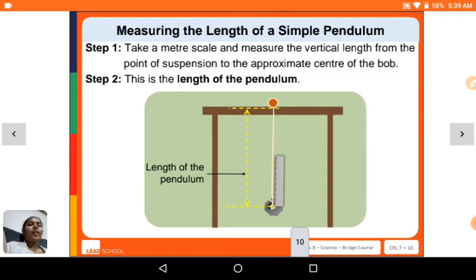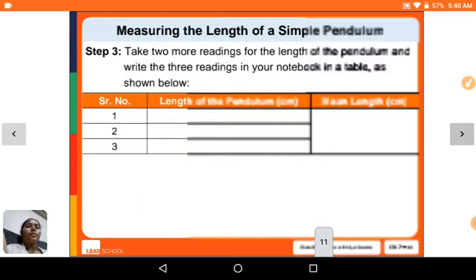Step 1, take a meter scale and measure the vertical length from the point of suspension to the approximate center of the bob. This is the length of the pendulum. So how do we measure the length of the pendulum? If this is the bob, make a center here, the approximate center. From here to the rigid support, that length is the length of the pendulum. Okay, next.